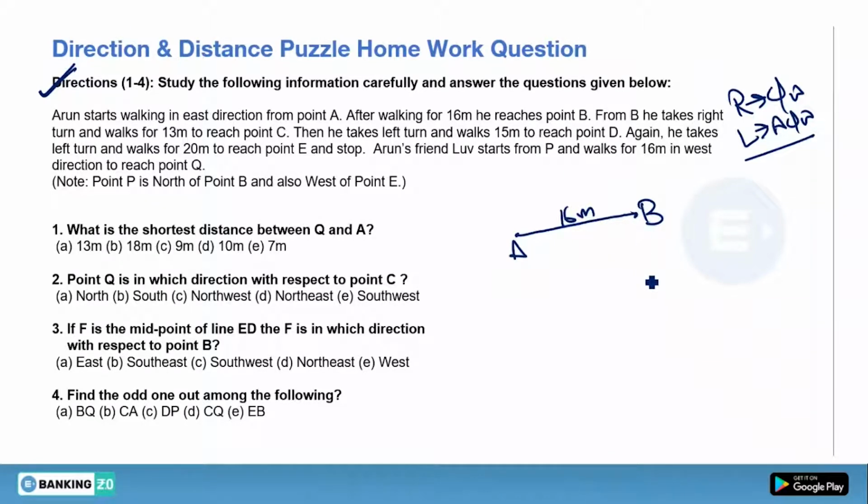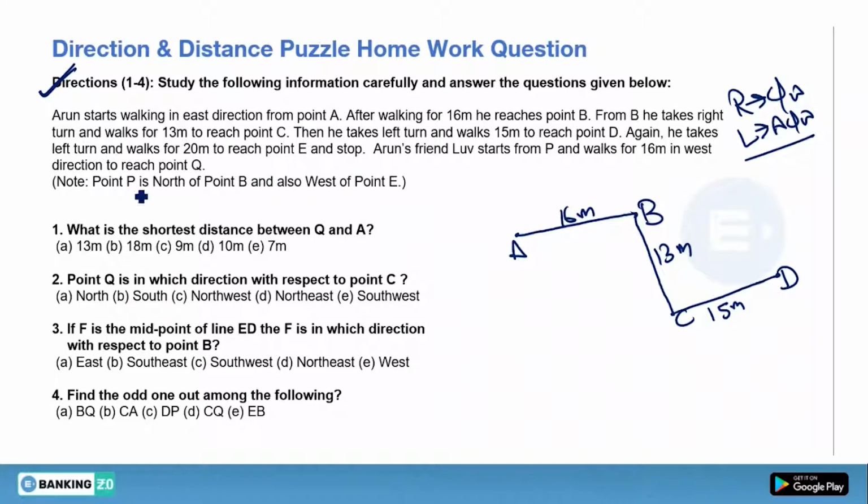All these things I have told you in my previous video. So 13 meters to the right side and he reaches point C. Then he takes the left turn and walks 15 meters to reach point D. Left means anti-clockwise, so he will take a left turn from point C, which means he will move in the anti-clockwise direction. So from here 15 meters, and he reaches point D.